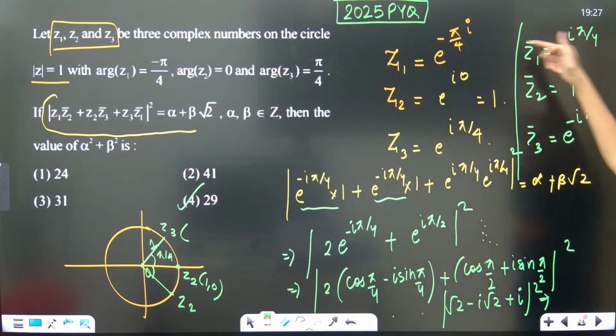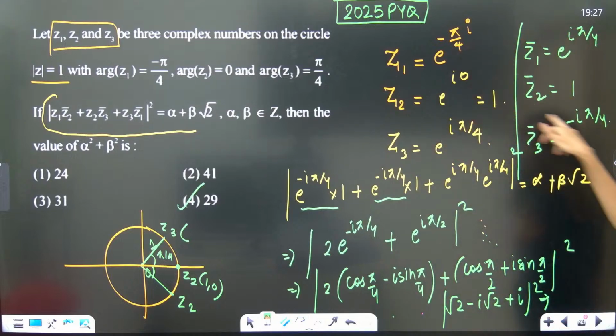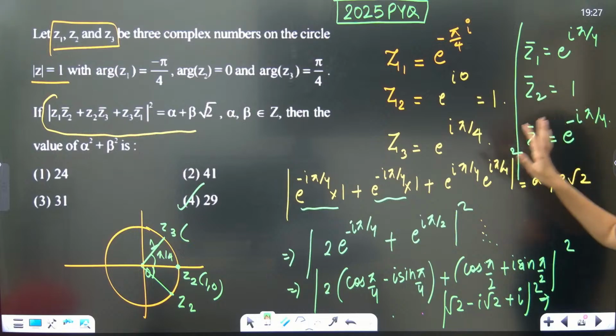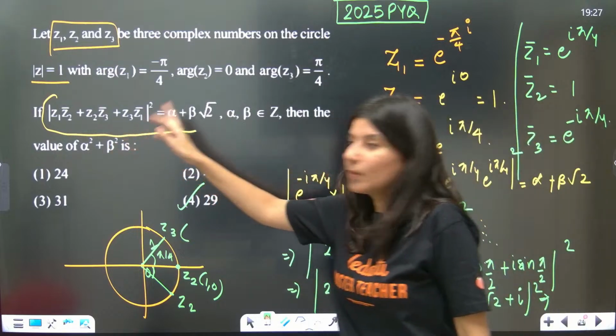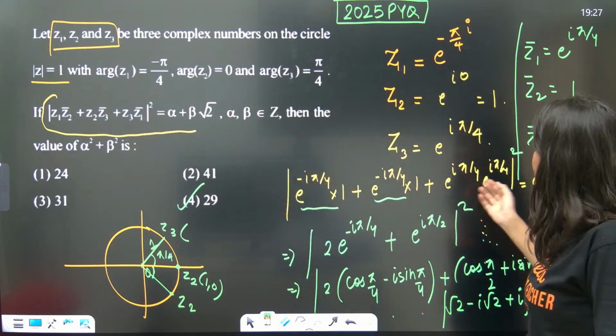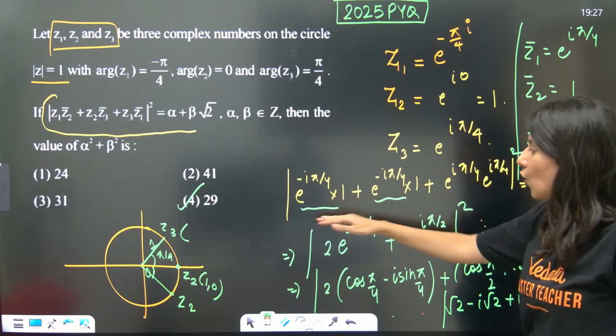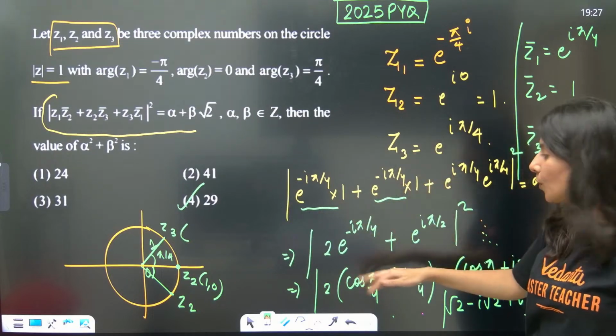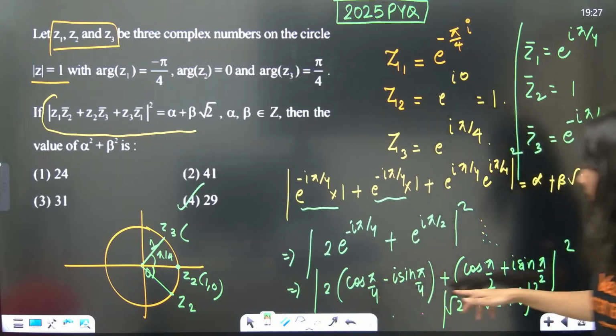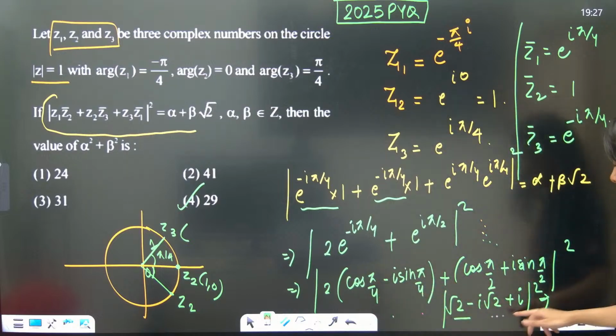Take conjugate. So minus sign will get multiplied here and here. This will remain same. Now put the values. Z1 Z2 bar, Z2 Z3 bar, Z1 Z3 bar. Square it. Now open it using Euler's to polar form, cis theta. So you will realize that you're going to get this. Finally, you will get this.